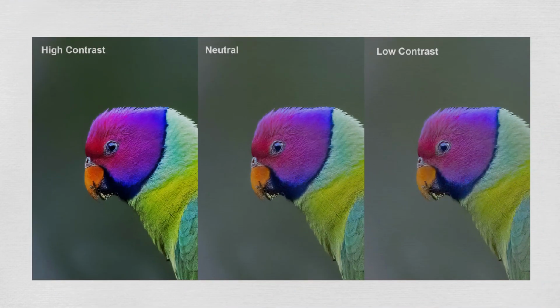So here you see a high contrast image where all colors are very vivid, very bright, and you can see that in a neutral image they are subdued, and in a low contrast image the colors lose their luminosity and vividness, and they are not as vibrant as in a neutral image. So that is how contrast will affect your image. You can use high contrast, neutral, or low contrast depending on what image you have.